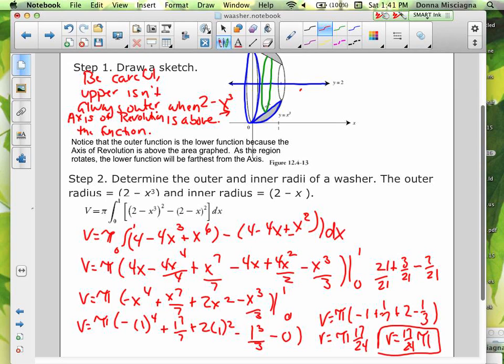There it is. So really, once you know how to set these up, they're not really difficult. Here we even revolved around a line, not the x and y axis, and it still wasn't too difficult. Just make sure you use that 2. Notice that because I'm revolving around 2, it's the distance to the line, so it's not an x cubed, it's a 2 minus x cubed, and it's not an x, it's a 2 minus x.